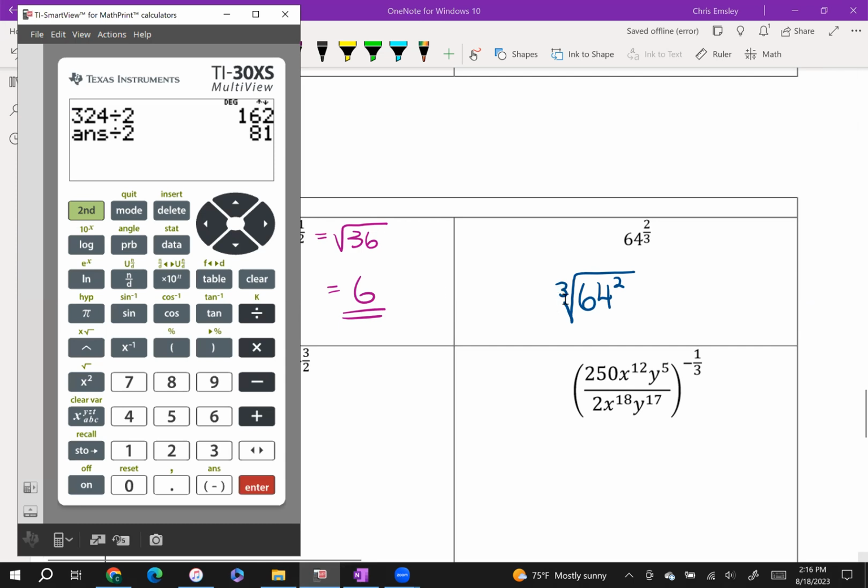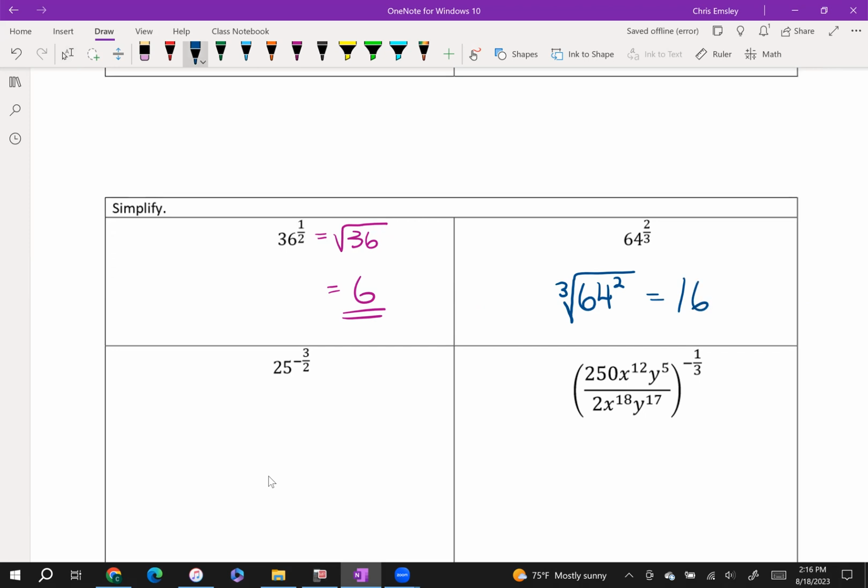If we want to do a cube root on our calculator, we have to type the index first. And then we use that second button again to get this radical with the x in front. This allows you to have any index on your radical. And then we would type the 64 squared inside. And that becomes 16.